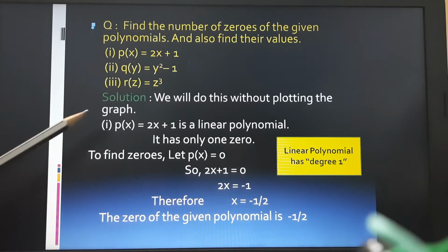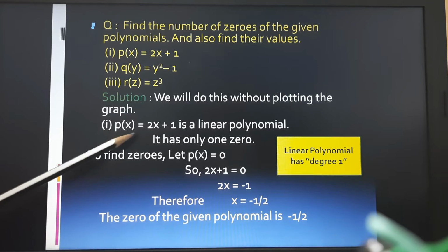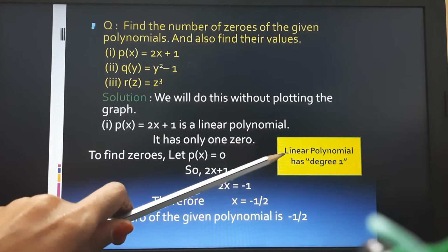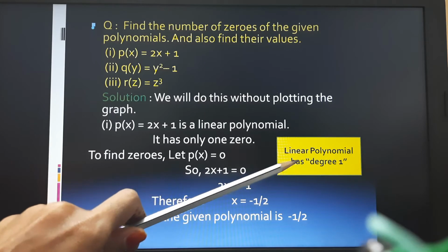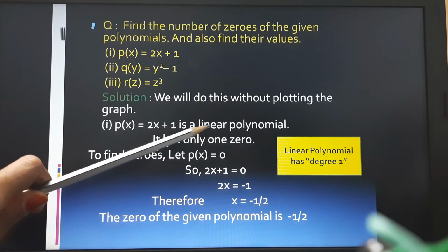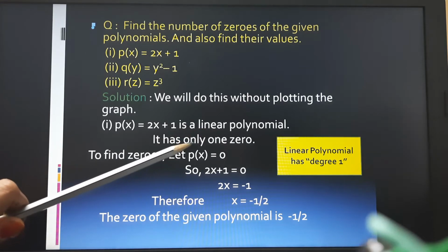So first, what is given? p of x is equals to 2x plus 1. Right here, 2x plus 1 is a linear polynomial. Do you remember what a linear polynomial is? A linear polynomial has degree 1. The polynomial which has degree 1 is called a linear polynomial, right? Okay. For a linear polynomial, we all know that it has only one zero.